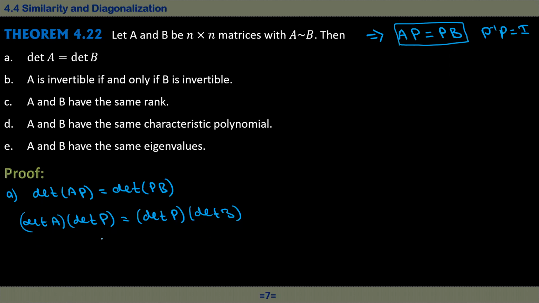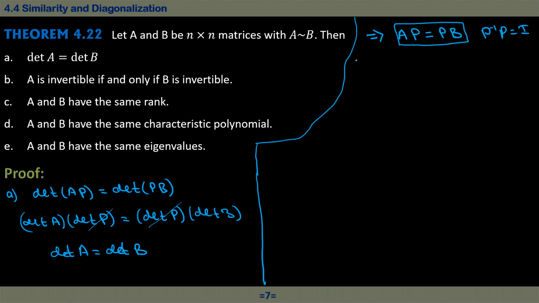So we know that the determinant of P is not equal to 0. Why? Because it is invertible. So since the determinant of P is not equal to 0, we can cancel these two things, dividing both sides by the determinant of P. Then the determinant of A is equal to the determinant of B. Okay, that is a proof of the first part. And how about the second part? I can continue here, we have more space. It says that A is invertible if and only if B is invertible.